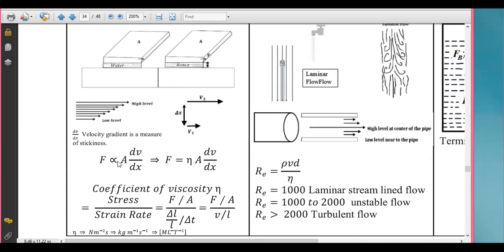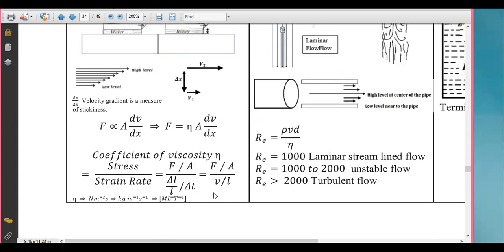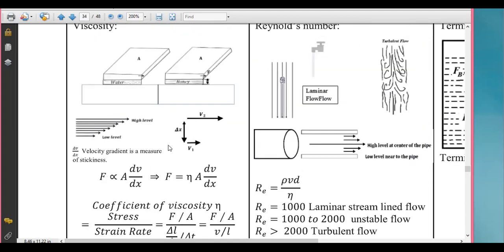And as I told you, whenever there is a proportionality constant, that is your material constant. Water will have one value, honey will have a different value. That is what is called coefficient of viscosity. Since it is somewhat similar to shear stress or shear modulus, we use the symbol eta, stress by strain rate. There it is stress by strain, here it is stress by strain rate. I gave you this derivation. Any doubts from the last class?